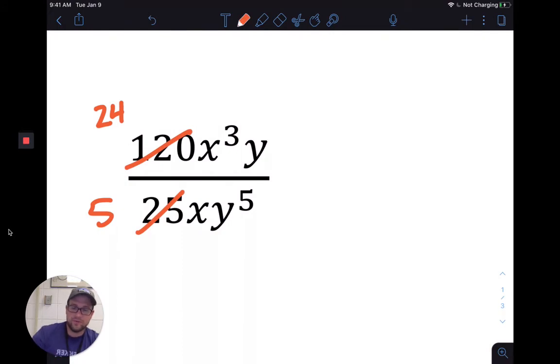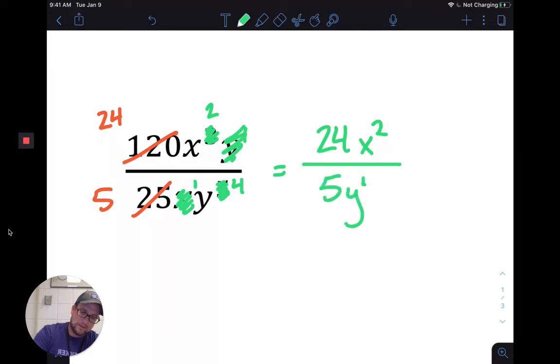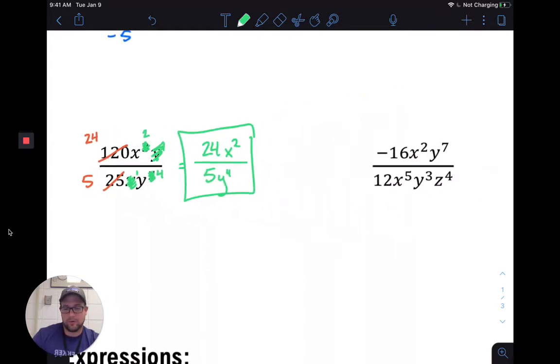That's done. Who's going to win for the x's? Better be the top. They have more, so this one's going to disappear. How many more did they have? Well, there's only 1 down here, so they had 2 more, so that's going to change to a 2. Who's going to win for the y's? Better be the bottom. We had 1 up top, 5 on the bottom, so there was really 4 more on the bottom, so that becomes a 4. And I am left with 24 x to the 2nd over 5 y to the 4th. That's all I had left. And we're done. Again, easy when they're all multiplied together.